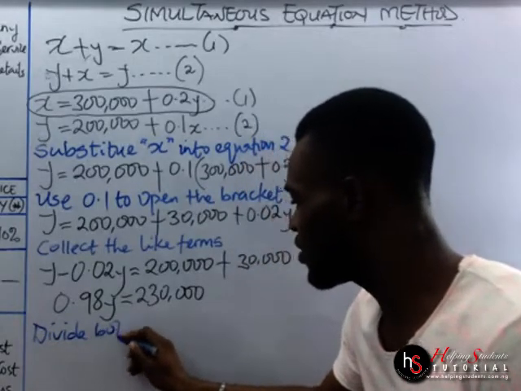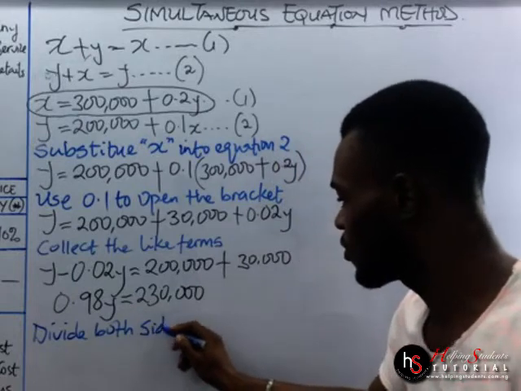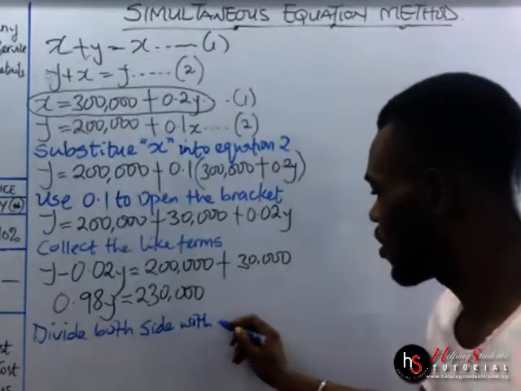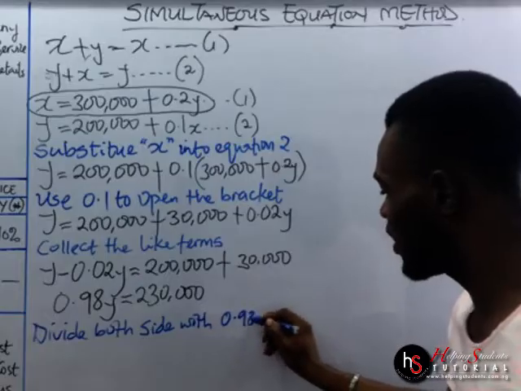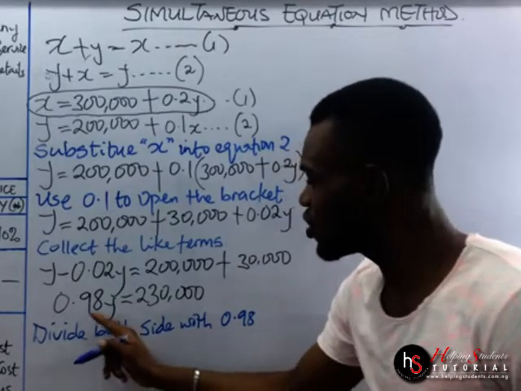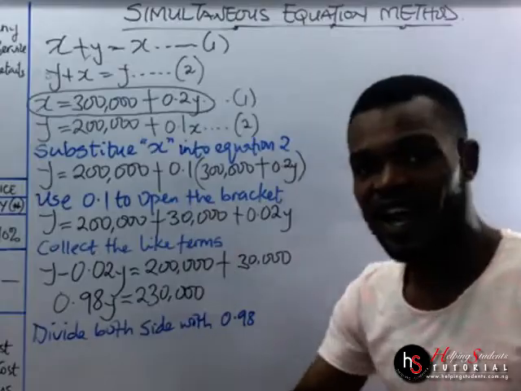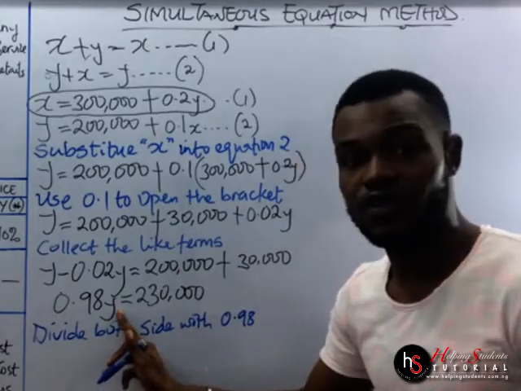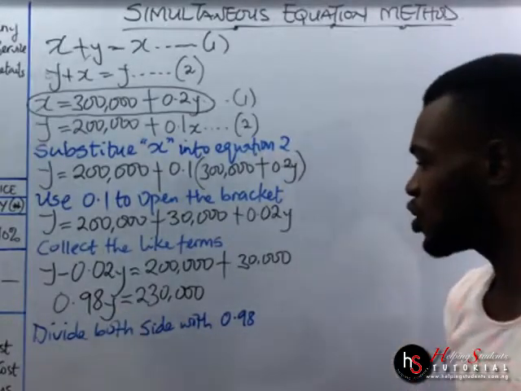Divide both sides with 0.98, which is this value. So once we divide both sides with 0.98, at the end of the day, y will be standing on its own. Okay? So we'll go this way again.